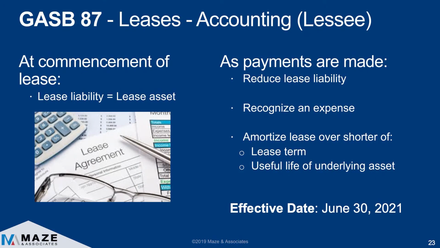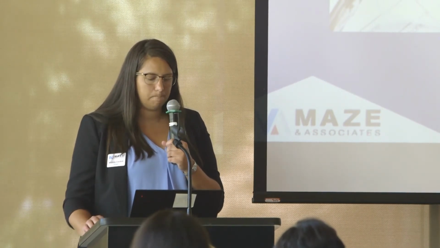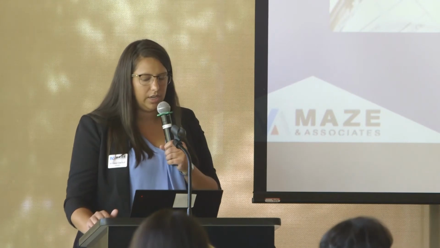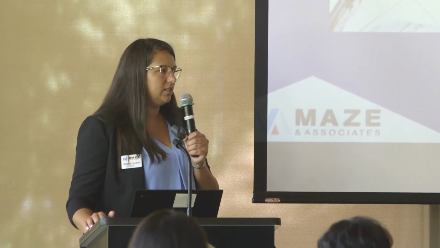Okay, so as the lessee, so you're the entity leasing the capital asset. At commencement of the lease, you would book a lease liability, and that would be offset with a lease asset. So those would be equal to one another at inception of the lease. And then as payments are being made, the lease liability will be reduced, and an expense will be booked for the lease payment. And then the intangible lease asset will be amortized over the shorter of the lease term or the useful life of the underlying asset. And then for the disclosures, those are going to be very similar to capital lease disclosure requirements. So there's really no change for that part of it.